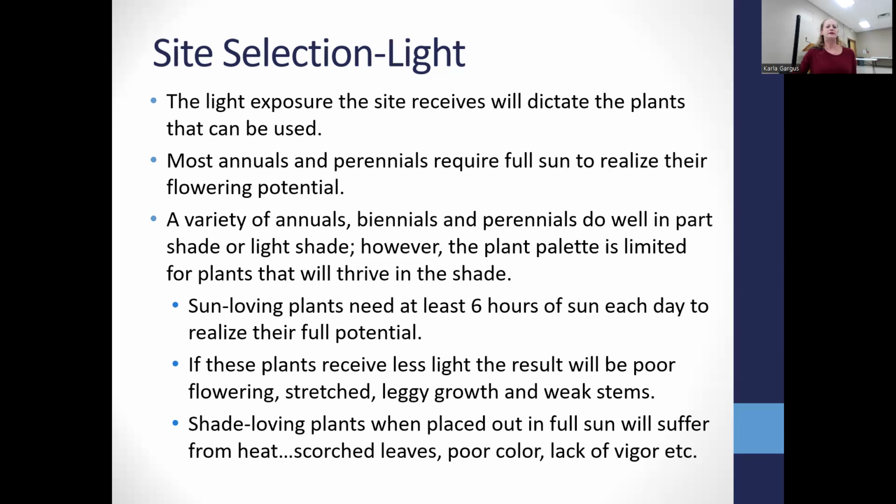So the light exposure that the site receives is going to dictate the plants that can be used. So don't be determined to tell this plant that you've bought and you paid $150 for, you're going to live where I want you to plant, or where I want to plant you. It's not going to work. It's going to argue with you, and it will tell you that it's not happy where it's at. So no matter what you do to it, it's not going to be happy until you give it the environment that it wants rather than what you want, I guess.